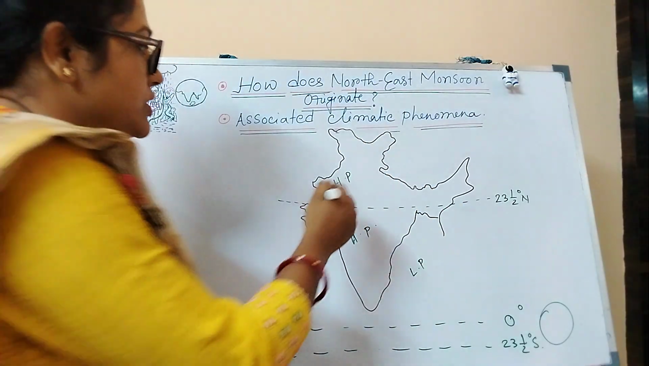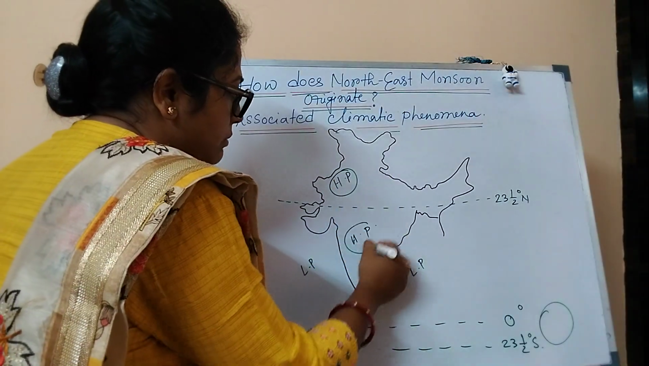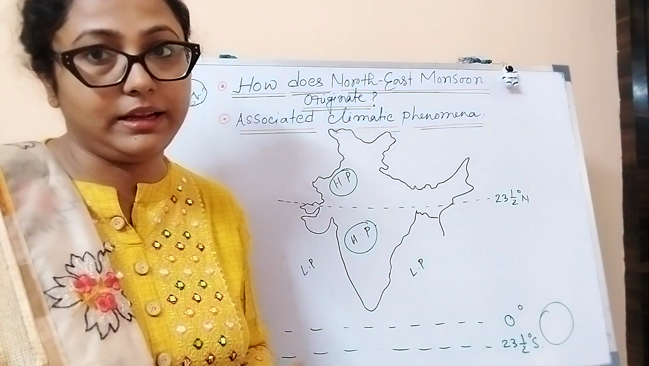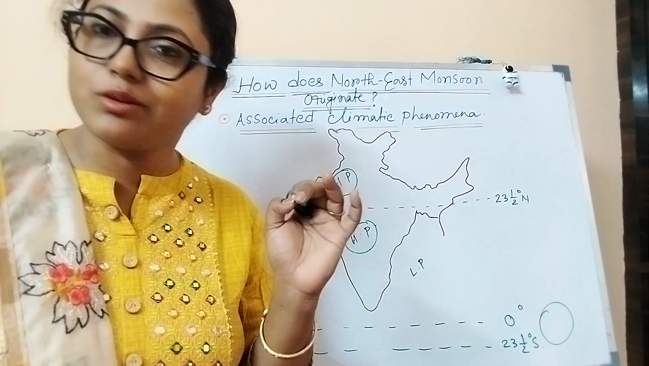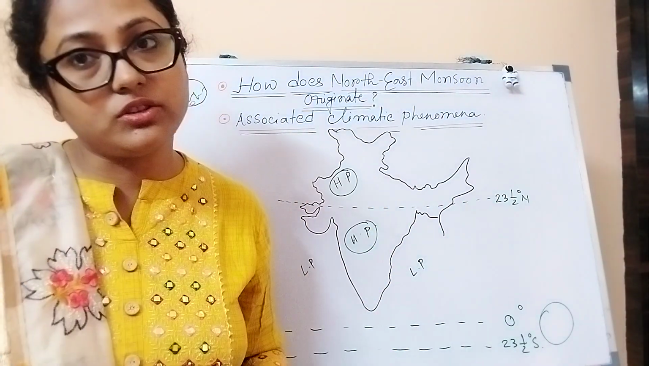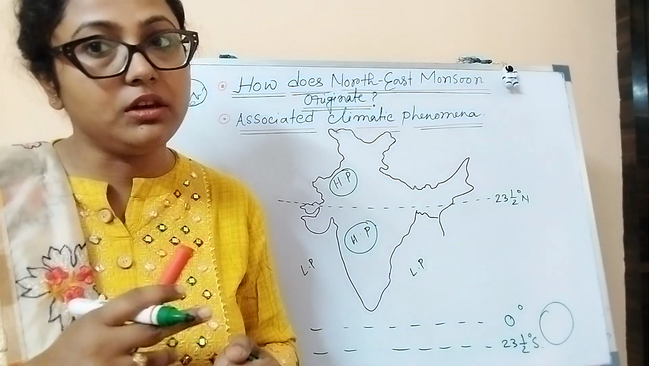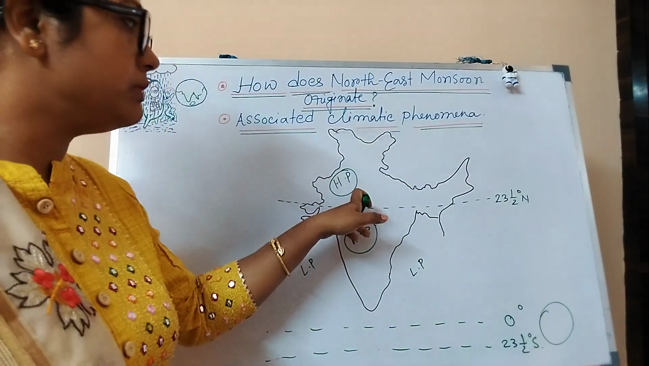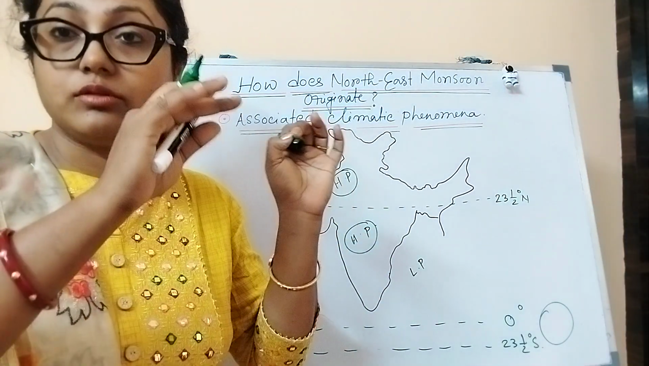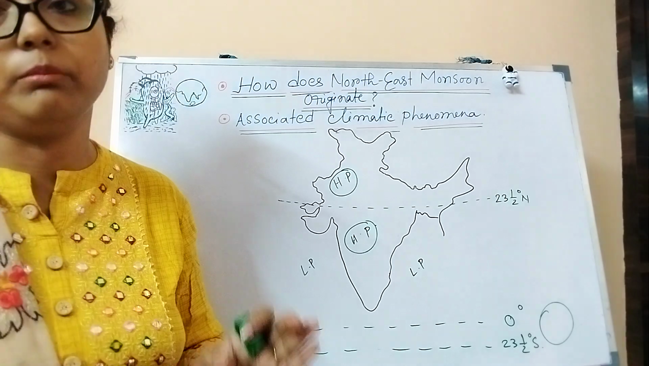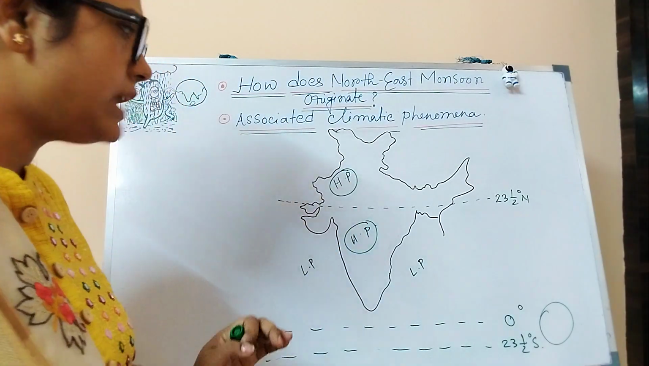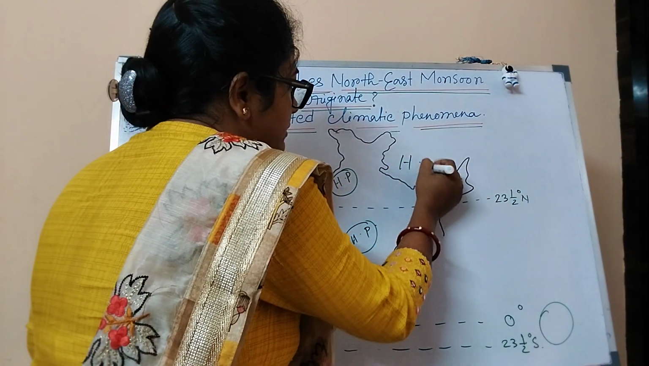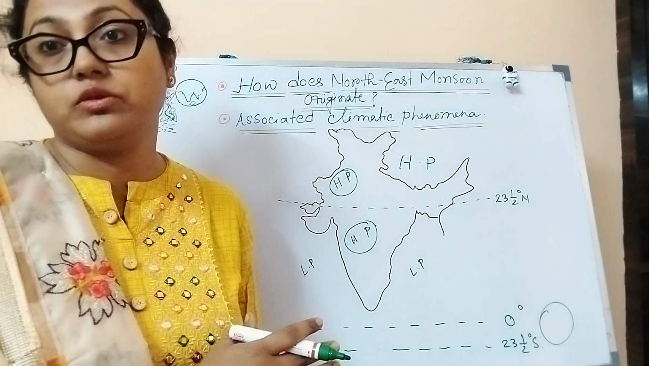As a result, the high pressure belt will be stronger on the landmass, because temperature is very low during that time. During December, we experience cold weather, so temperature is low. As temperature is low, pressure will be high, because we know there is an inverse relationship between temperature and pressure. As a result, high pressure will be developed on the landmass and it will be stronger than in October-November. The high pressure belt is also in the Central Asian part, because that area is also very cold.